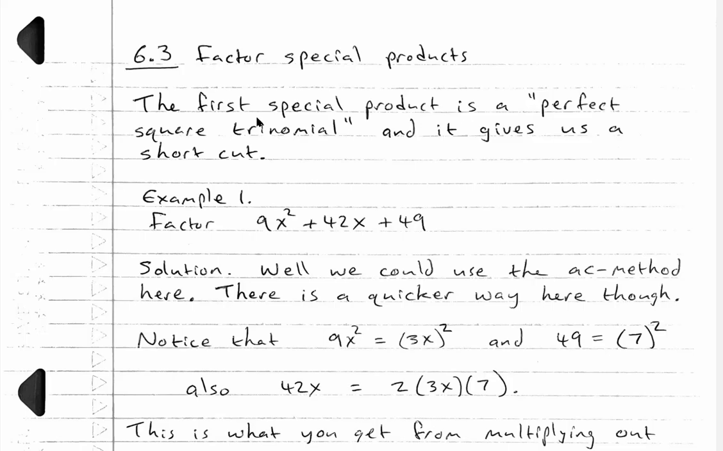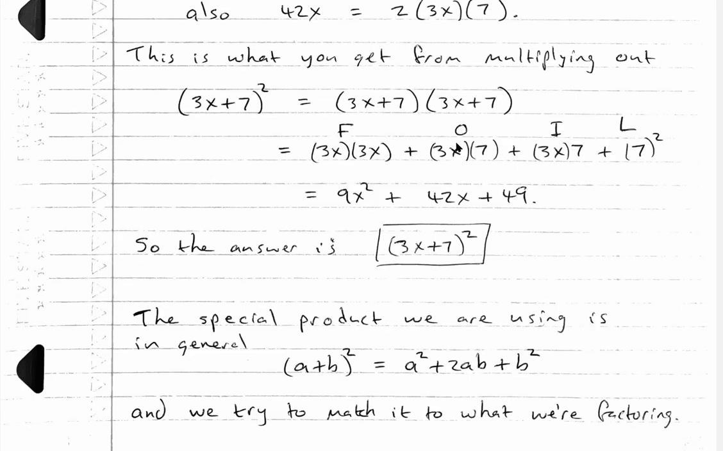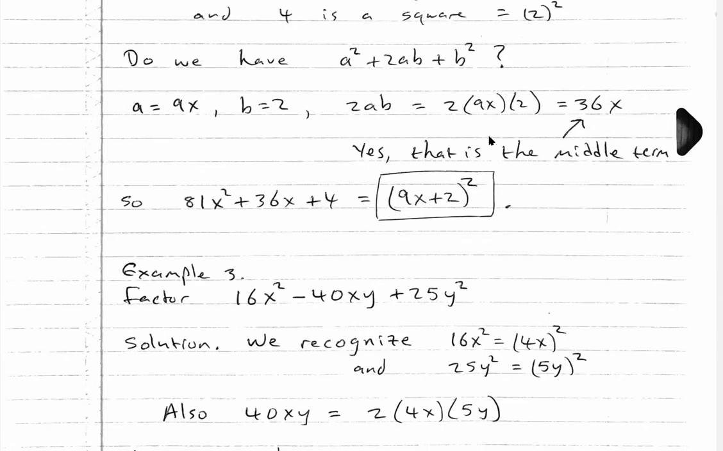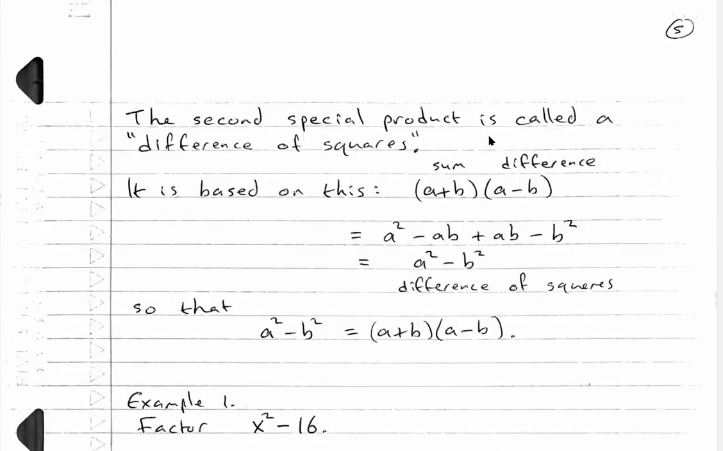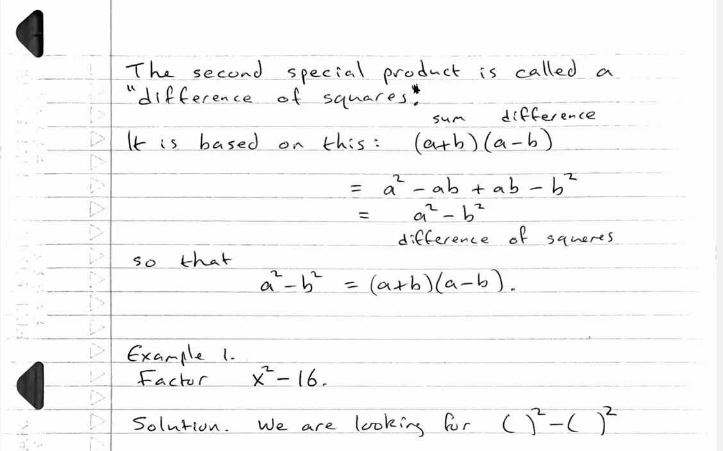All right, so that's our first special product. The second special product is called a difference of squares. Let's start with the identity this is based on. It's just a slightly different combination. Instead of a plus b times a plus b, now it's a plus b times a minus b. So the sum of a and b times the difference, a minus b.